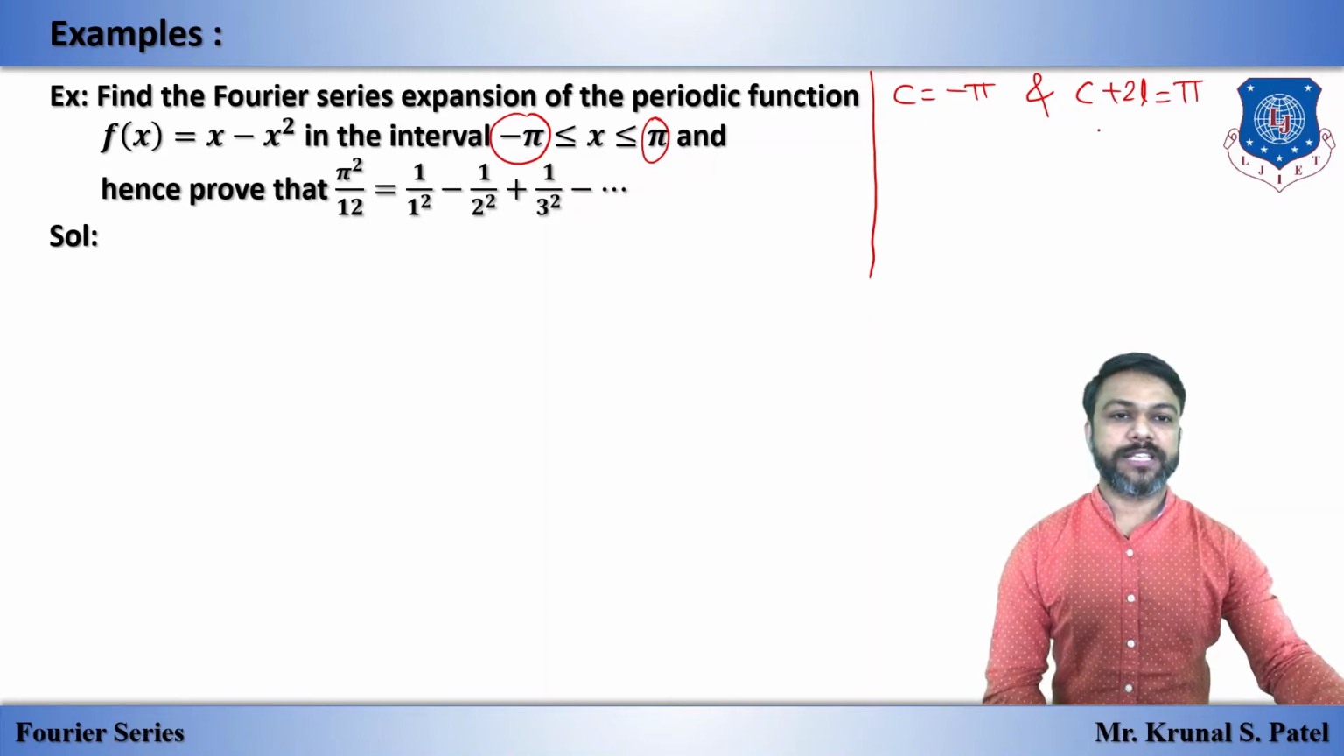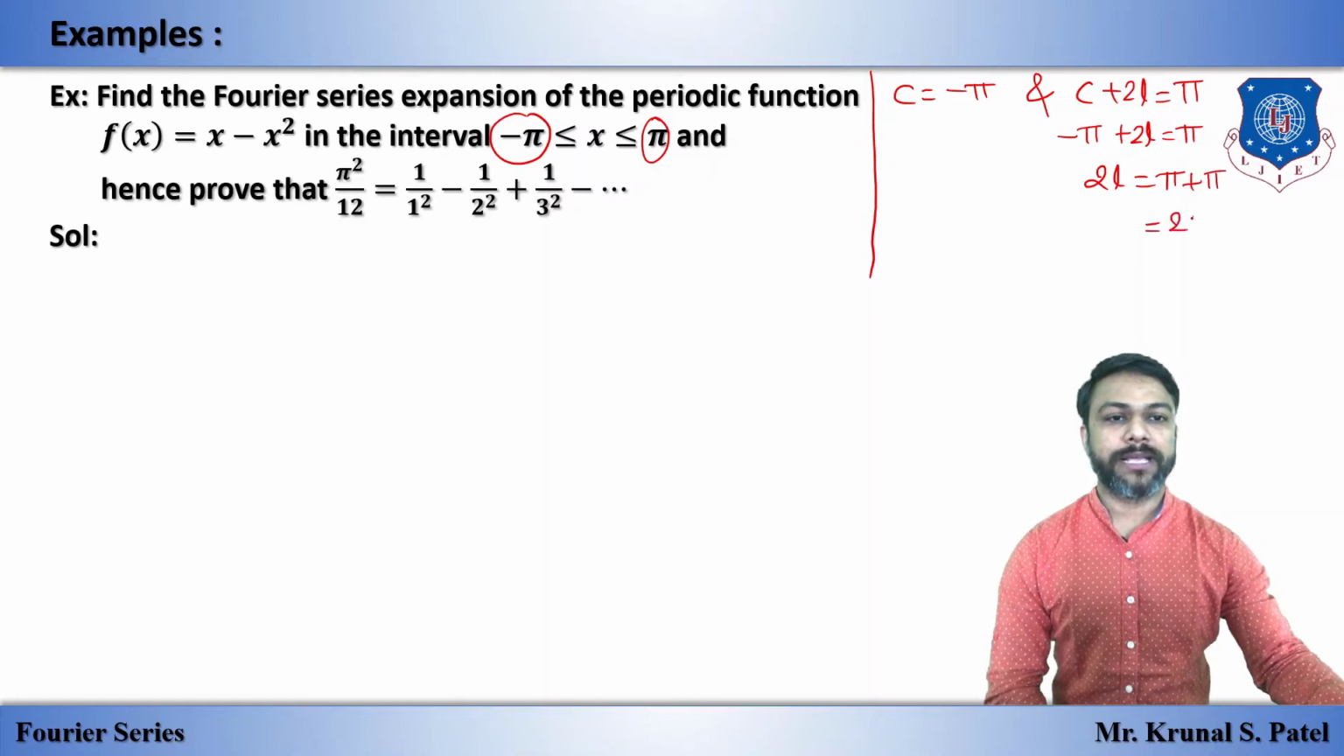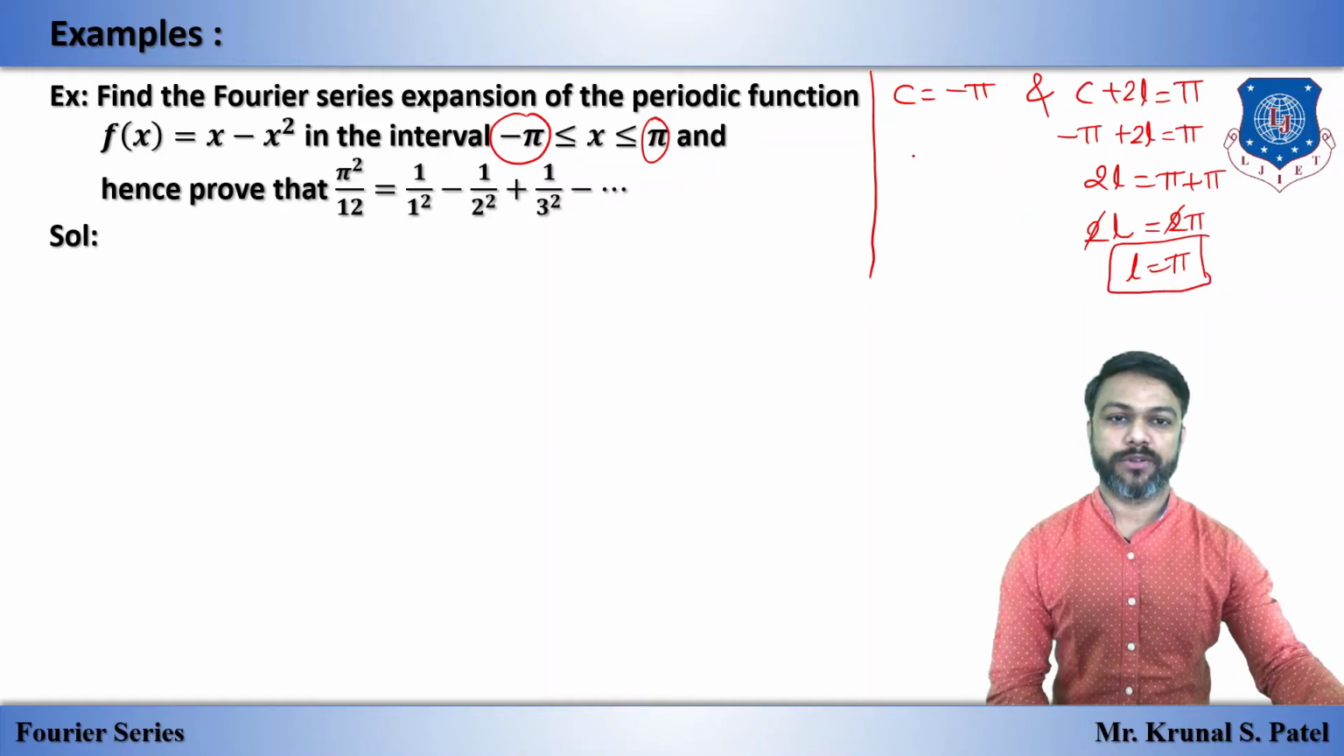So the value of c is minus pi. If we put here minus pi plus 2l is equal to pi, so we have 2l is equal to, taking minus pi to the right hand side, pi as it is, and this minus becomes plus pi, so we have 2 pi. So 2l is equal to 2 pi, by cancelling out 2, we have l is equal to pi. So in this example we have l is equal to pi.